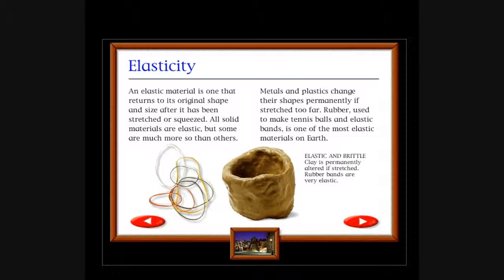And elasticity, although I don't know if the eggs will rot eventually and become weak and your house will fall over. An elastic material is one that returns to its original shape and size after it has been stretched or squeezed. All solid materials are elastic, but some are much more so than others. Metals and plastic change their shapes permanently if stretched too far. Rubber, used to make tennis balls and elastic bands, is one of the most elastic materials on Earth. Clay is permanently altered if stretched. Rubber bands are very elastic.